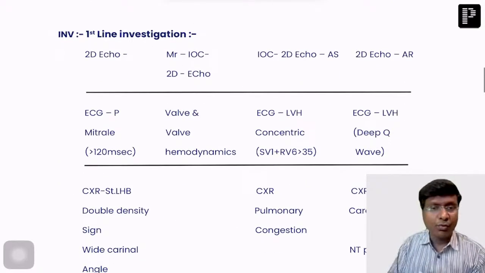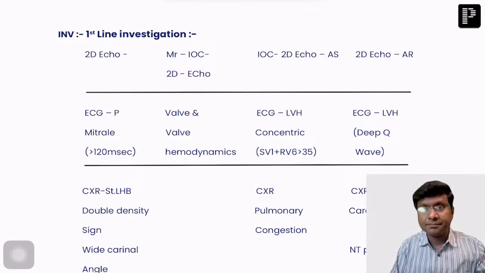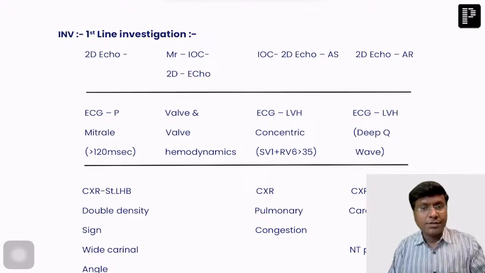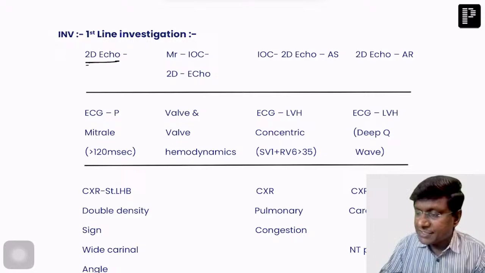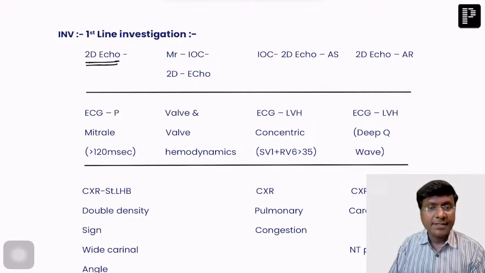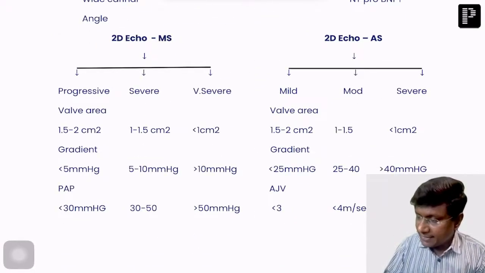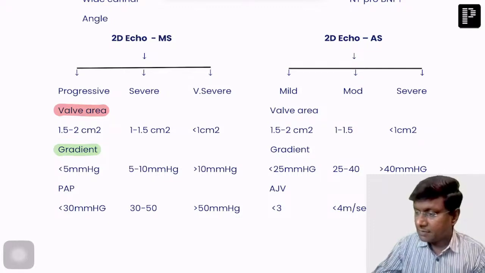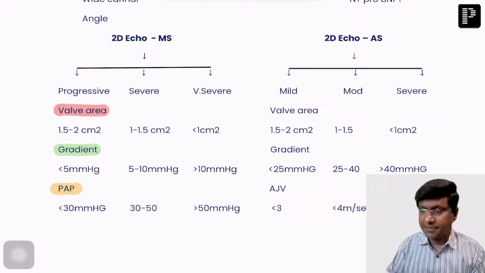Then, how do you work up the patients with mitral stenosis? The first line investigation is the 2D echo, right? Now, what is all that you'll observe in the 2D echo? In patients with MS, in 2D echo, number 1, we check the valve area. Number 2, we assess the gradient across the mitral valve. And number 3, the pulmonary artery pressure.